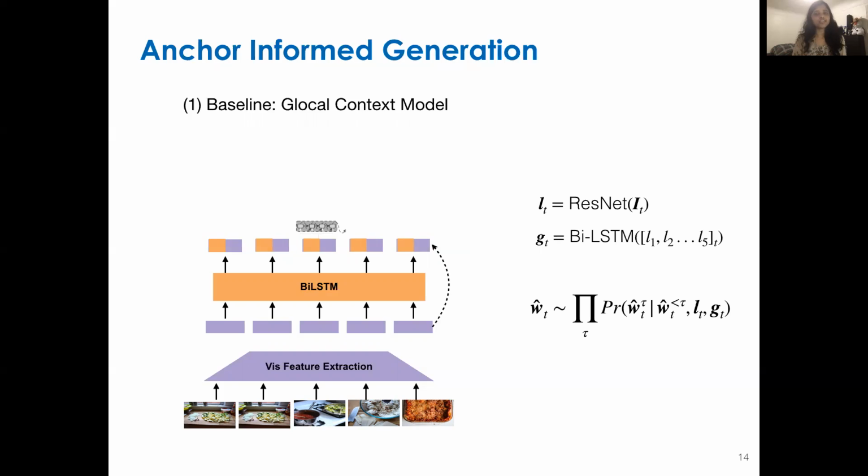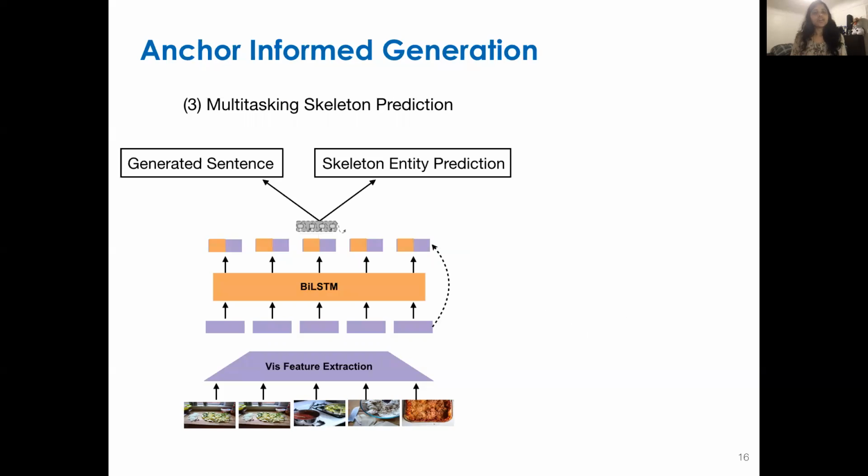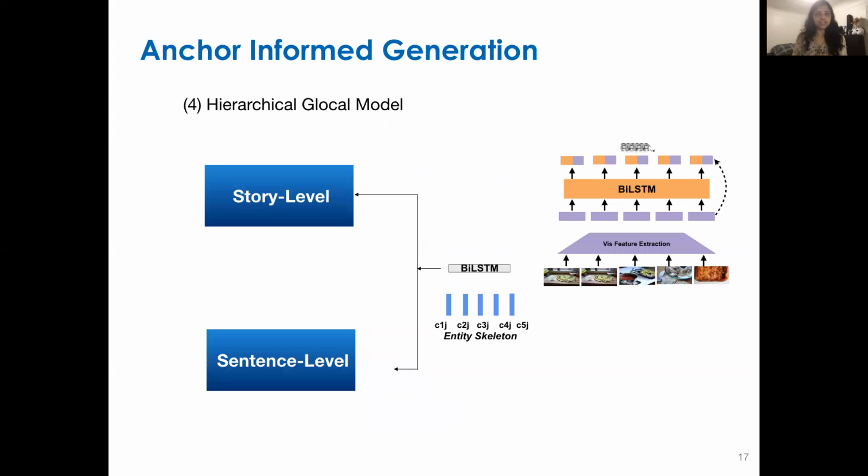the sentence. In order to make a fair comparison, we augment the decoder with the entity skeleton words as well to make a stronger baseline. But directly augmenting the entity terms of the skeleton to the decoder might affect the language model. Hence, we perform multitasking, where the primary task is the generation of the story and the auxiliary task is the prediction of the entity skeleton.